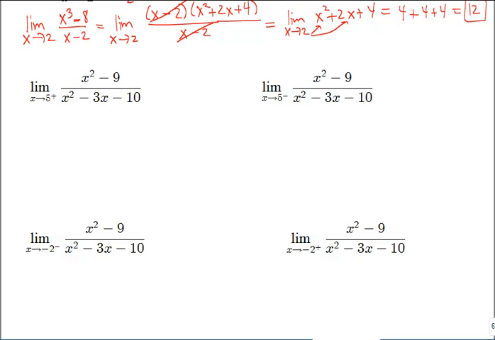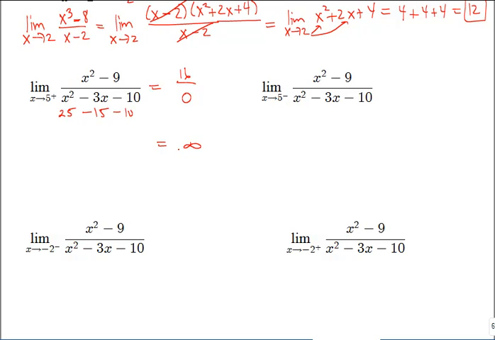If you plug in right away, you're going to get 5 squared, which is 25. 25 minus 9 is 16. And on the bottom, 5 squared is 25. 3 times 5 is 15. 25 minus 15 is 10. 10 minus 10 is 0. So this is going to be going to some kind of infinity. It's a question of whether it's positive or negative.